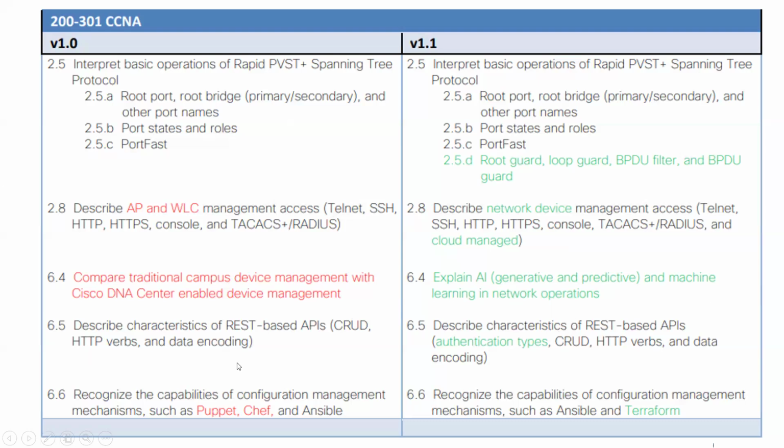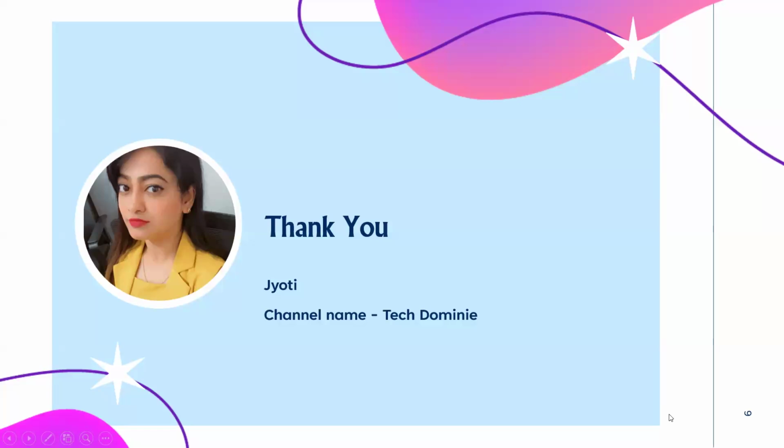Then in the API section, some authentication types have been added. And in automation and programmability, Puppet and Chef models have been removed, and Ansible and Terraform have been added. So these are the main changes that have been made to the CCNA version 1.1 examination.